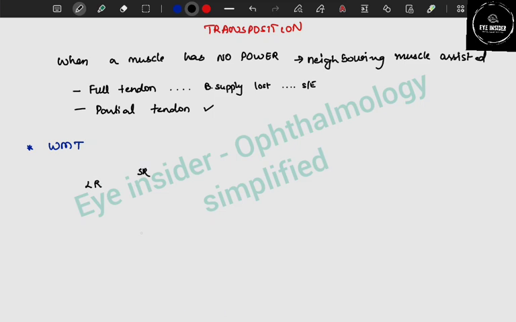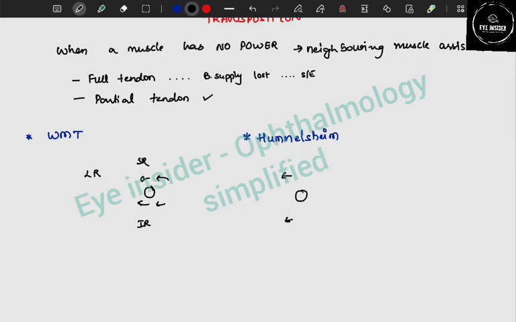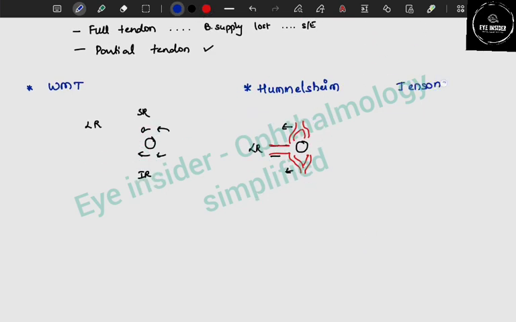These are performed commonly in case of lateral rectus palsy, that is 6th nerve palsy. We also have the Hummelsheim procedure. In this, a part of the superior rectus and inferior rectus is attached to the lateral rectus. So these are split longitudinally and attached to the lateral rectus.